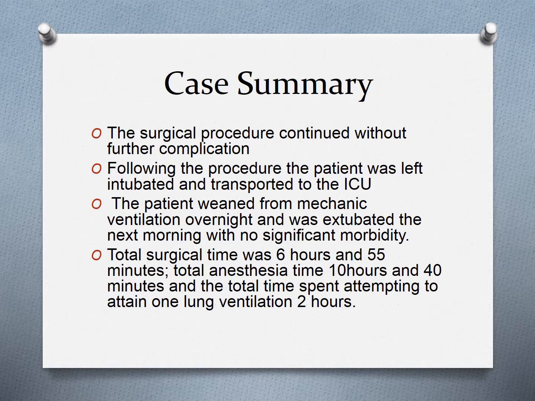After the thoracic approach was complete, the patient was placed in the prone position after the endotracheal tube had been withdrawn to the 24 centimeters it had originally been placed at. Double lung ventilation was undertaken. The patient had no further complications. There was not a significant amount of blood loss. Following the procedure, the patient was left intubated and transported to the ICU because of his chronic respiratory diseases and because of the length of the procedure. The patient was weaned from mechanical ventilation overnight and extubated the next morning with no significant morbidity.